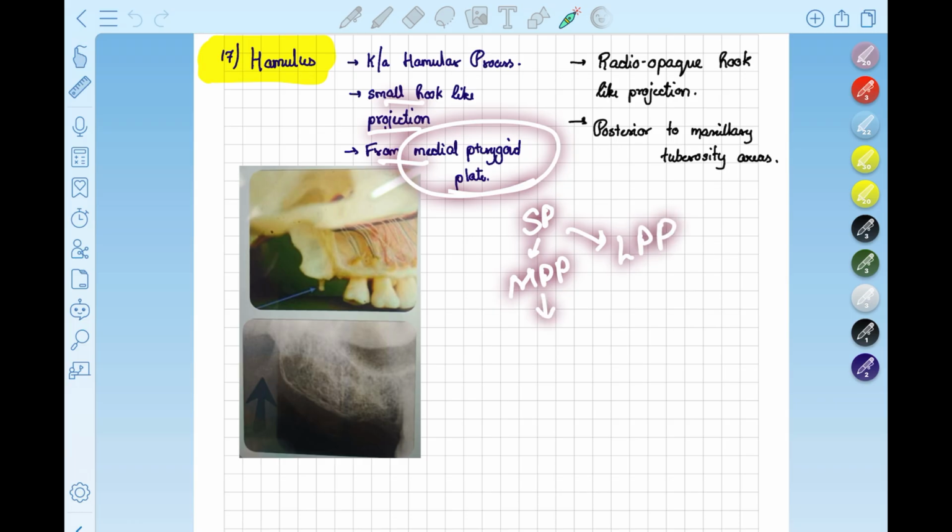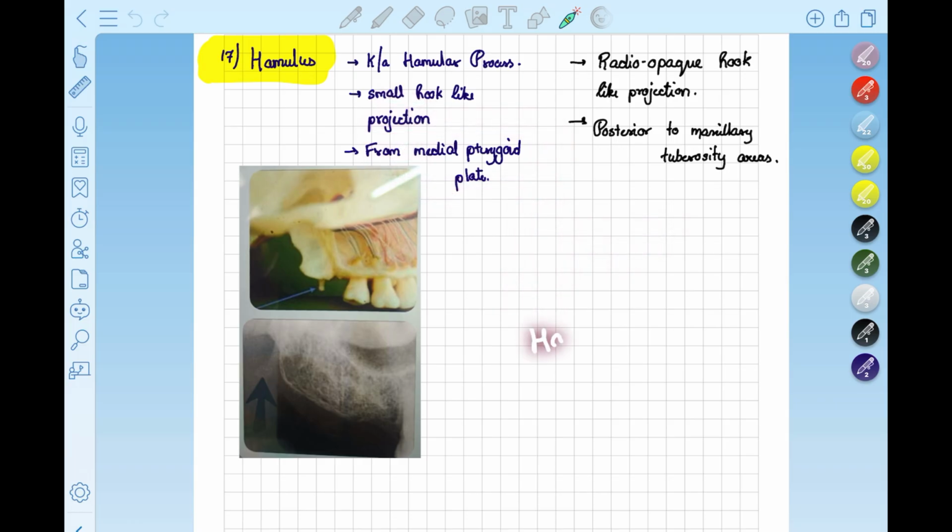Medial pterygoid plate, a small hook-like projection called the hamulus. As we can see, it is a part of the bone. Medial pterygoid plate forms the medial hamular process. So it will appear radio-opaque or white in color, a radio-opaque hook-like projection posterior to the maxillary tuberosity area.